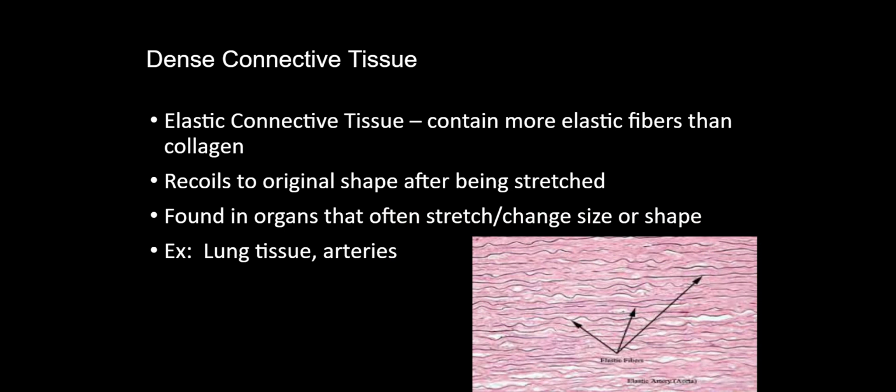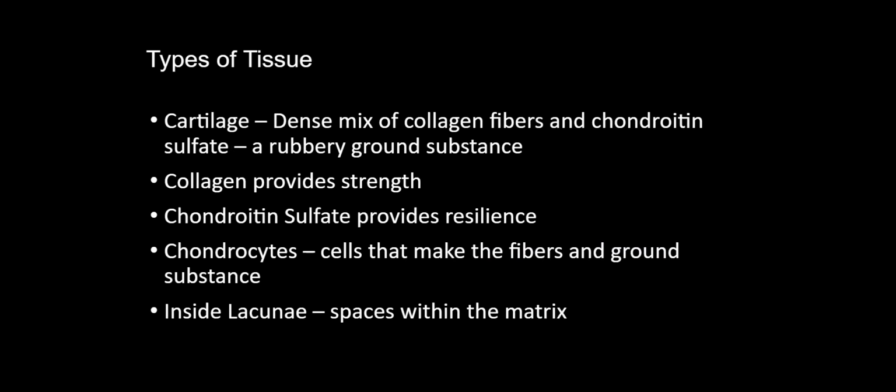All right, and then elastic connective tissue, the elastic fibers help it go back to its original shape. Okay, so your arteries expand and contract every time your heart beats. They need this elastic connective tissue on the inside so that they can get back to their original size and shape. Okay, lungs kind of the same way.